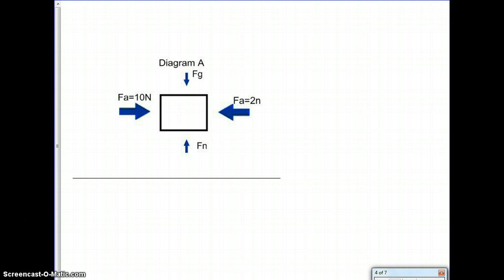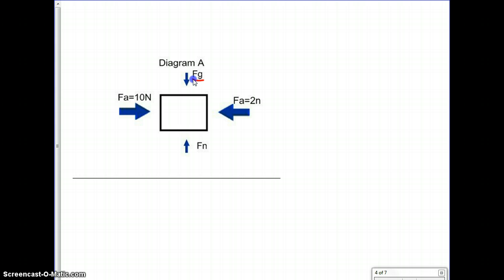Let's get started. In a free body diagram, we like to represent the object that's being subjected to these forces by a square. Sometimes you'll see them represented by a point or a dot, but in my class I prefer the square. Because we are on Earth, all objects are going to be affected by gravity. And gravity is abbreviated as F of G, meaning force of gravity.